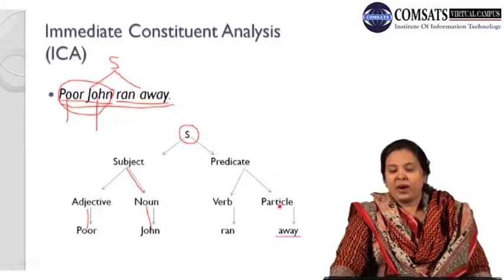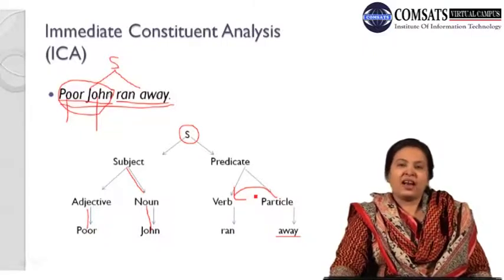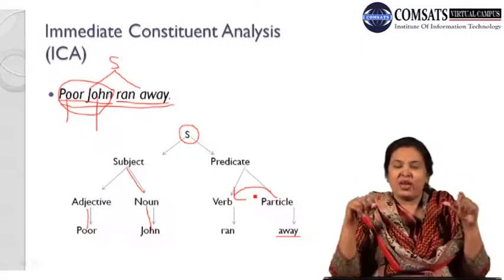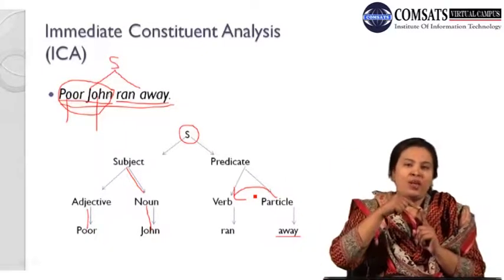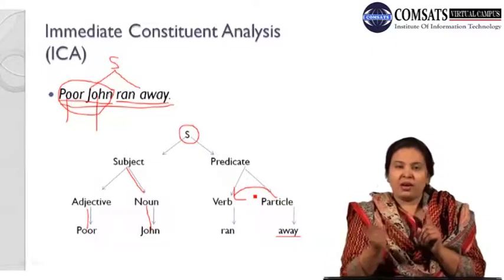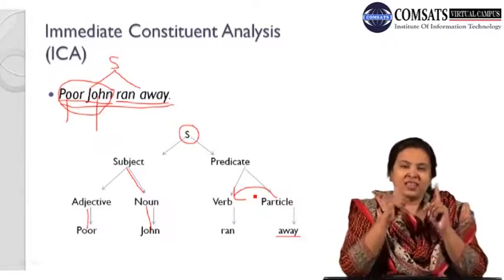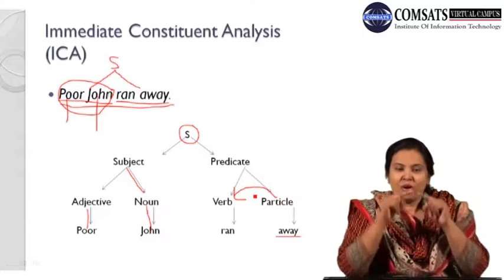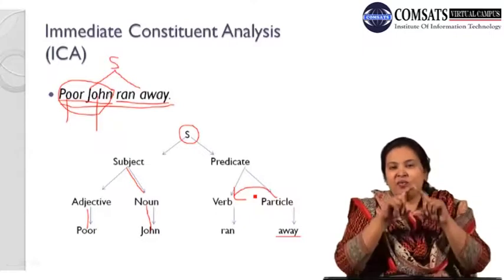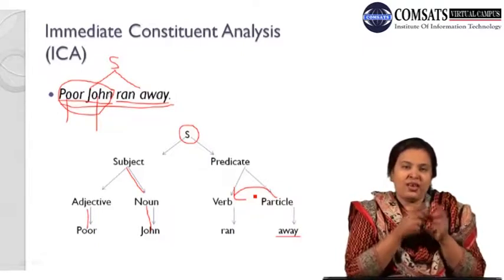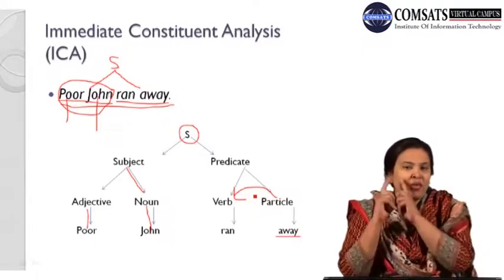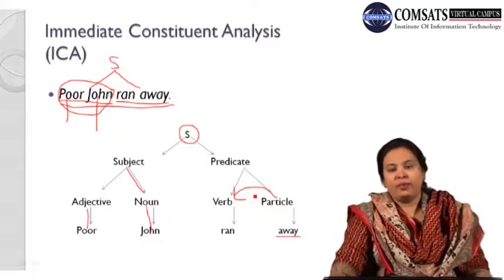Away is a particle coming with the verb phrase ran, because you know ran away is a verb phrase. So that away word is actually the particle of ran, accompanying the verb. So this whole is a phrasal verb or a verb phrase, and it has two parts. The word ran is the major verb and away is the particle of that verb.